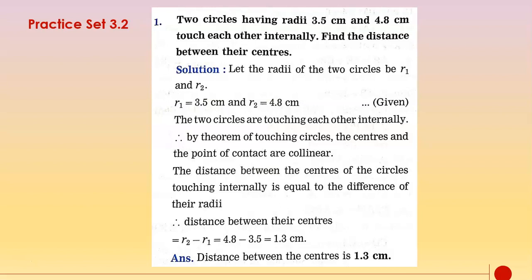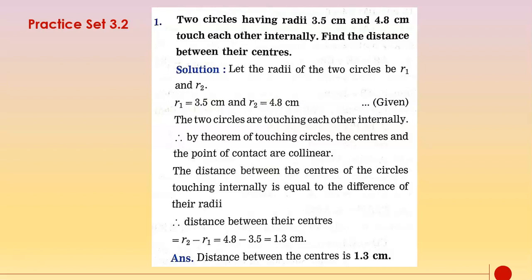Question number 1. Two circles having radii 3.5 centimeters and 4.8 centimeters touch each other internally. Find the distance between their centers. Now over here, the circles are touching each other internally. That means the distance between their centers would be the difference of their radii. The radii are given to us.